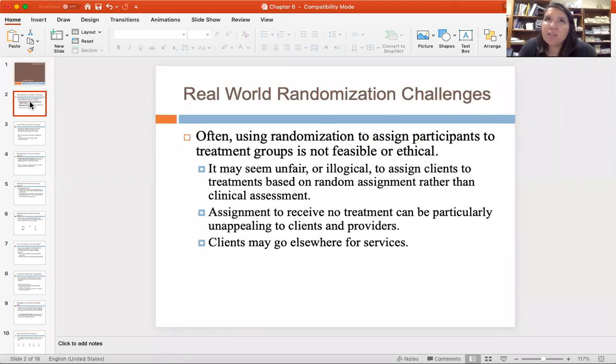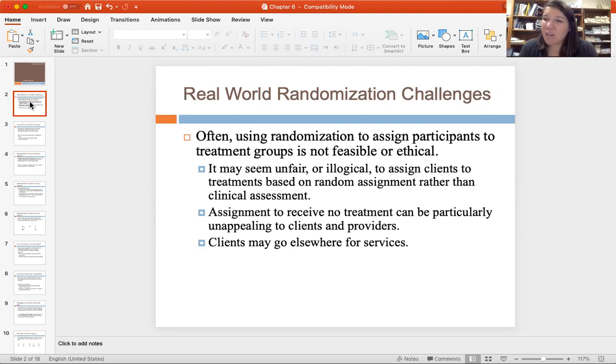So this is the idea that in the real world, random assignment can't always happen, right? Assigning participants to treatment groups is often not feasible, or sometimes it's not even ethical. If you're talking to participants who come in and need help with depression, telling them that their treatment is treatment as usual versus a medication group, and that their preference for which group they want to be in doesn't come into play because they're randomly assigned to groups.